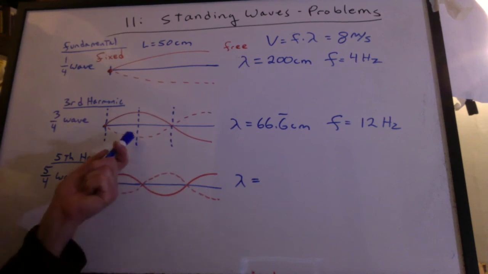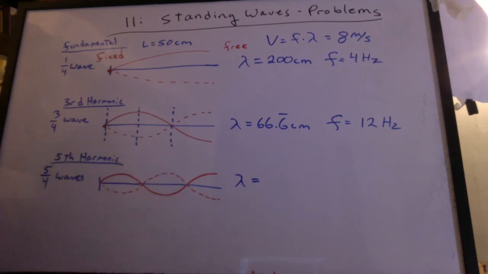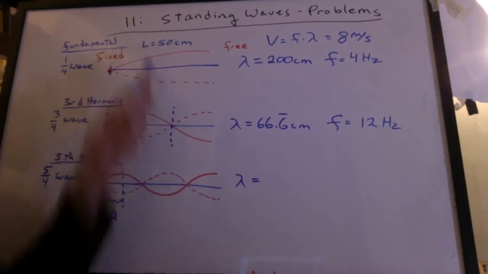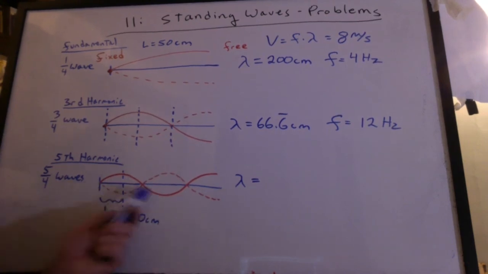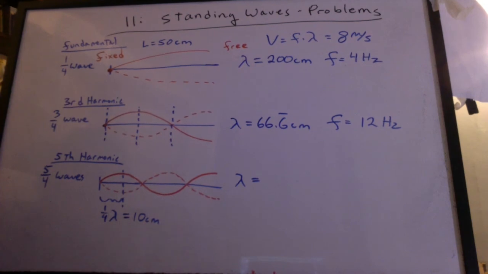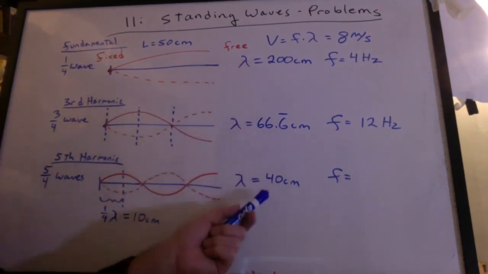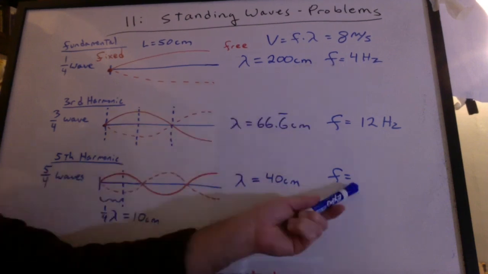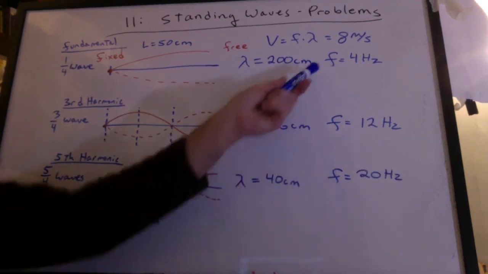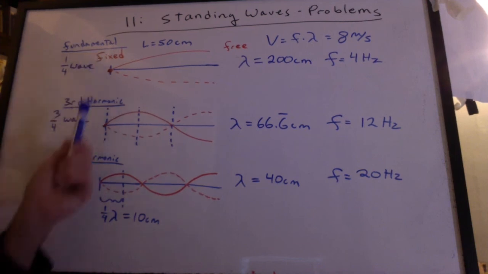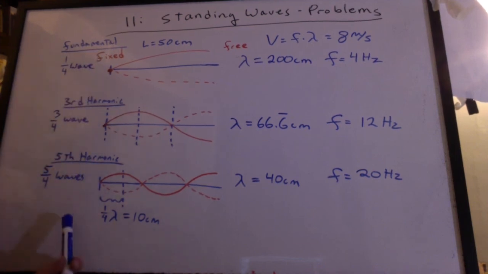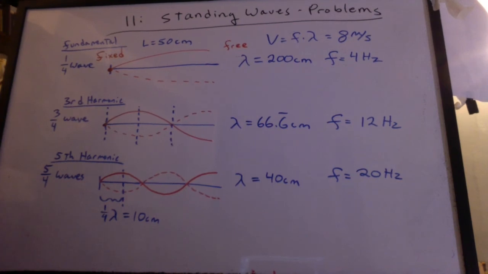Now use the same logic as we did here to calculate the wavelength. There's 5 quarters, so take 50 centimeters, divide by 5, and you're going to get 10 centimeters. Multiply that by 4, and you get the full wavelength. Look what's happened to the wavelength. So the frequency is going to have to be 5 times the original. Again, this pattern also continues on, always adding half a wave. So we have the fundamental, the 3rd harmonic, the 5th harmonic, and then the 7th harmonic, and so on.